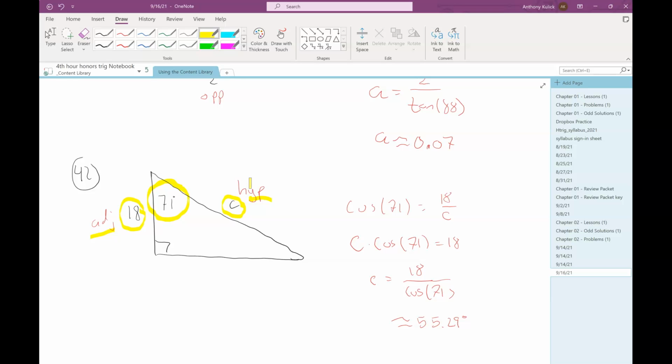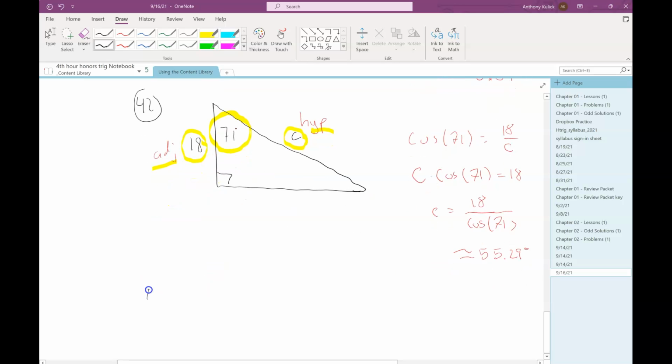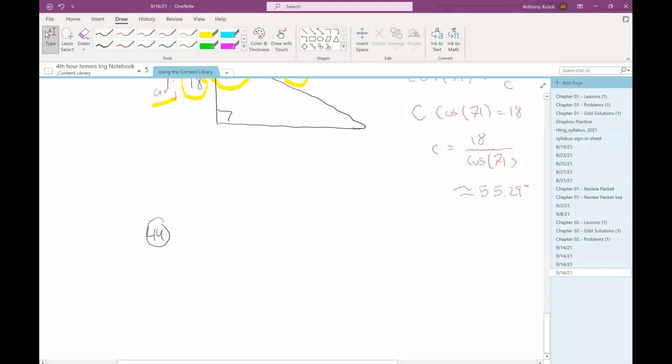Elvis? 44? Sure. So 44 says find the values of two different angles coterminal with the given angle. So let's just take a moment and refresh what we mean by coterminal.